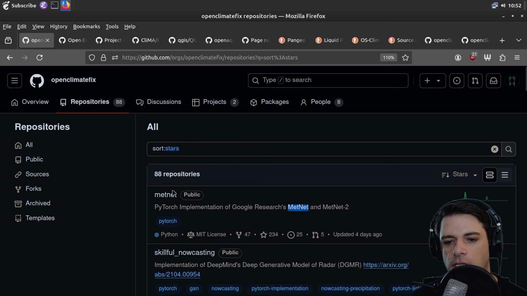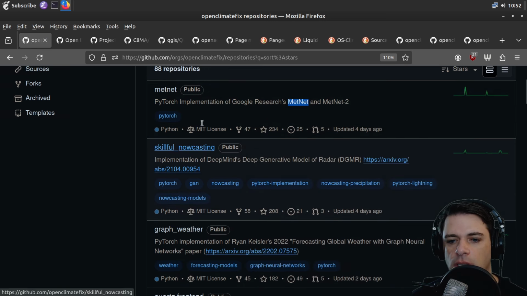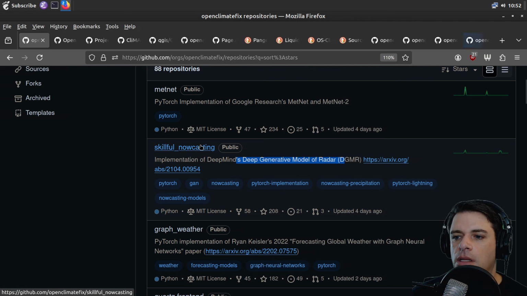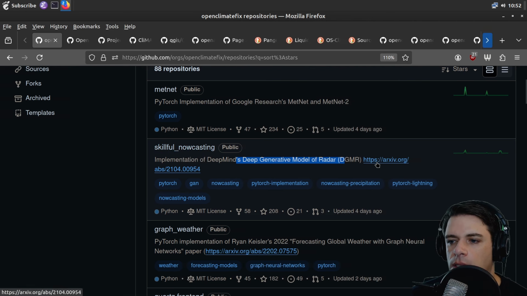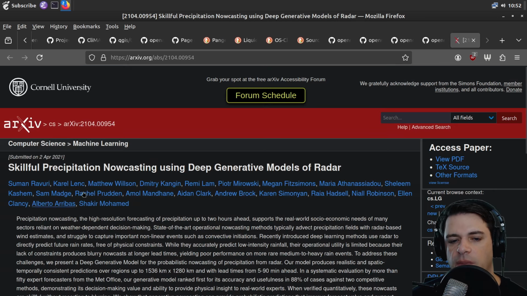Okay, so this is an open source implementation. I don't know what the skillful nowcasting is. So it's some generative model of radar, with a paper, skillful precipitation nowcasting using deep generative models of radar.